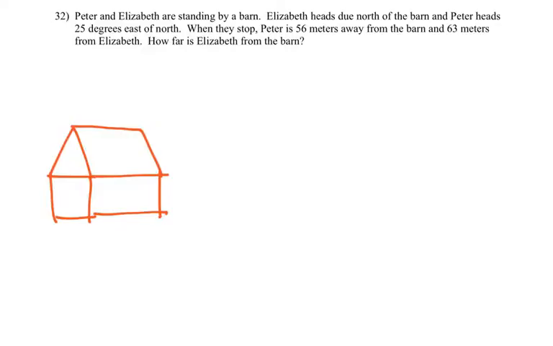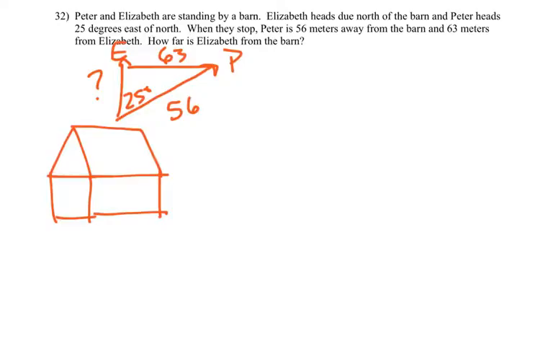Okay, so Elizabeth goes due north. Peter heads 25 degrees east of north. That might be west. I can't remember. When they stop, Peter is 56 meters away from the barn and 63 from Elizabeth. And this is 25 degrees. How far is Elizabeth from the barn? So we want to know this. Elizabeth is right here. Peter is right here.